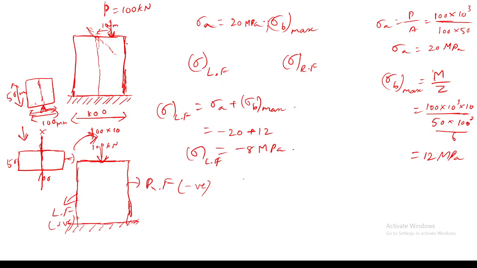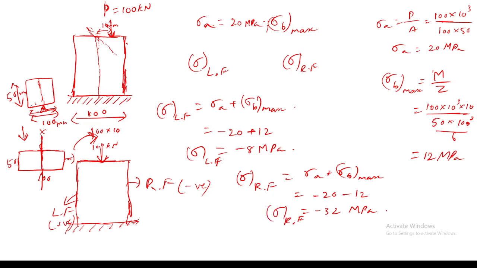Okay, and what is the total stress at the right fiber? Minus 32. Yes, it is minus 32. So sigma A again plus sigma B maximum. Here sigma A stays the same, whereas the sign of sigma B alone will be minus 12. So it will be minus 32 megapascal. So why am I doing all these things? The ultimate aim is to find the location of the neutral axis, right?